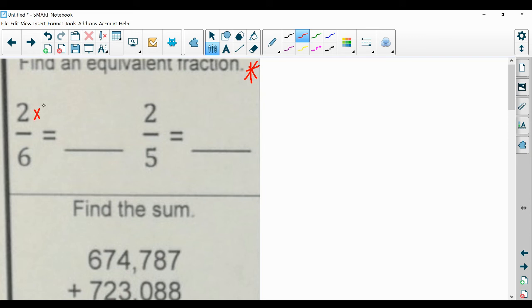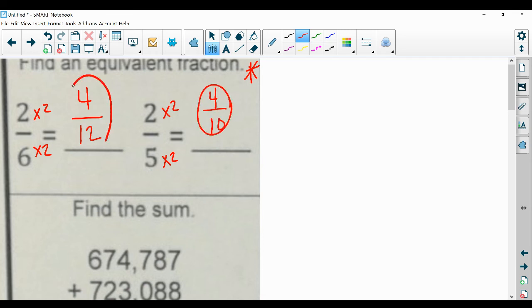And so I'm going to multiply each number by 2. And so 2 times 2 is 4, and 6 times 2 is 12, and those are equivalent. And I can do the same thing for the second fraction, 2/5. I can multiply by 2, top and bottom, or you can change it up and pick a different number. 2 times 2 is 4, 5 times 2 is 10, and those are my equivalent fractions.